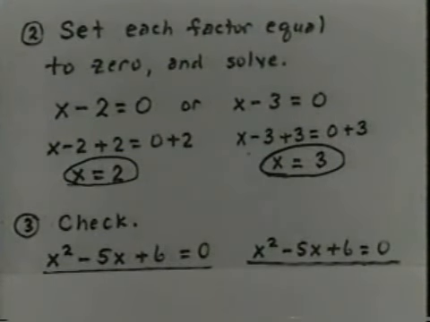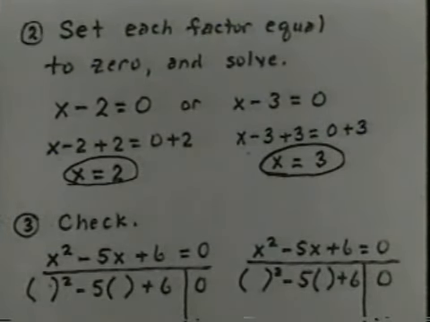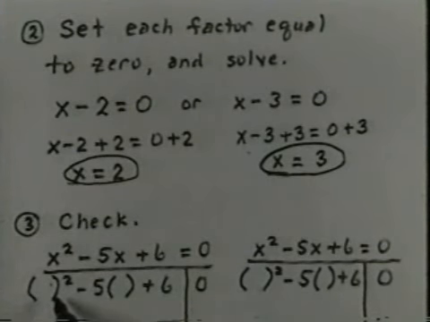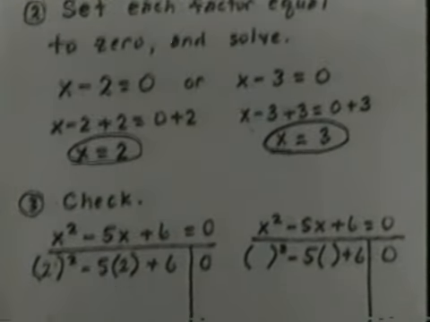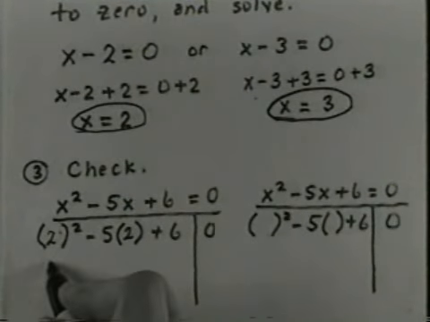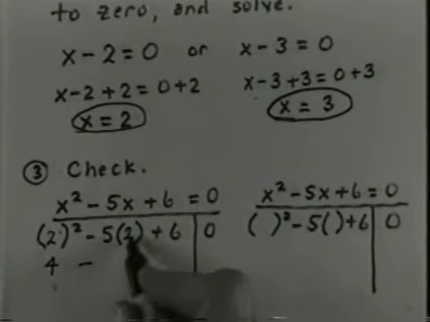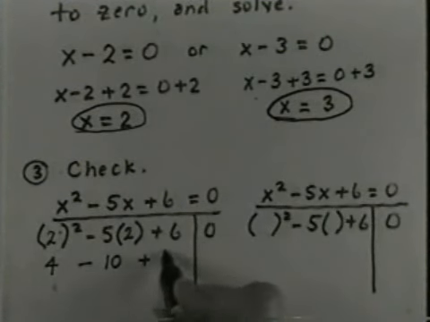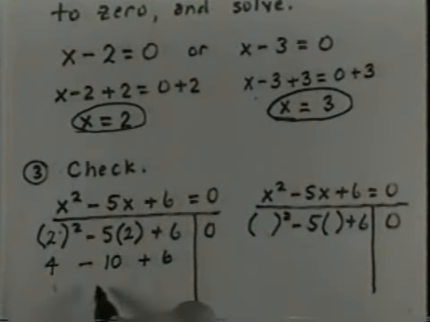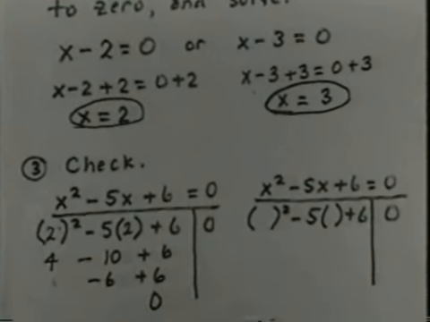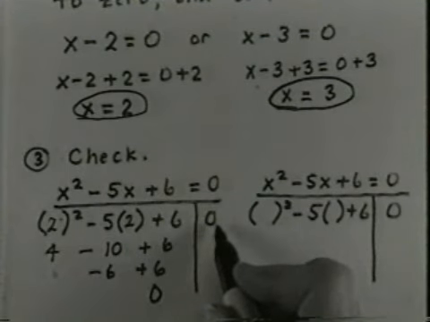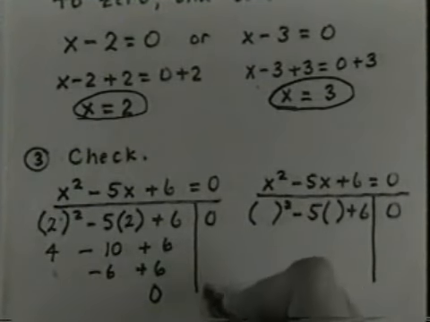If we fill in 2 in our set of parentheses, this gives us 2 squared, 4. Subtract, 5 times 2 is 10. Add 6. 4 subtract 10 is negative 6. Negative 6 add 6 is 0. And we get 0 on the left to match the 0 on the right. So this one checks.